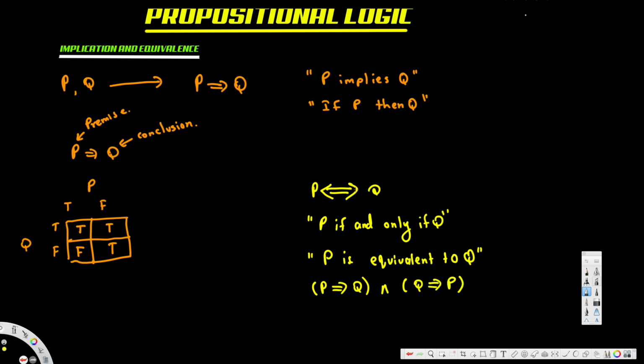Here it says P and Q will always have the same truth value no matter what. So that's what it represents. Okay, and that's all about implication and equivalence.